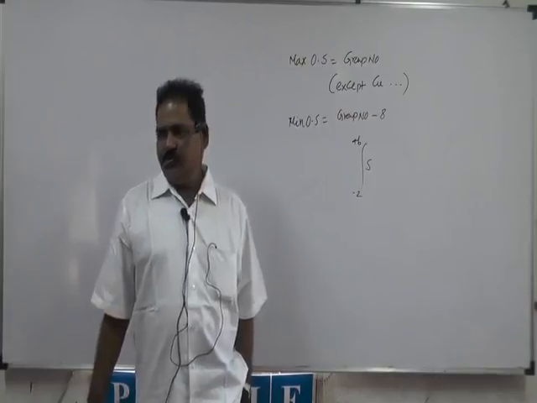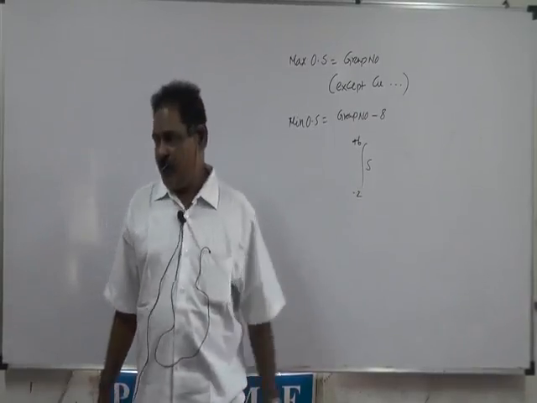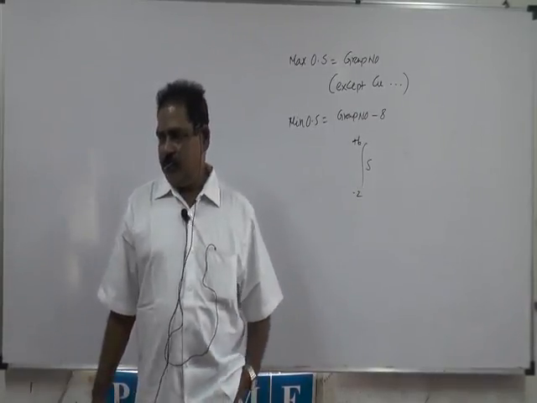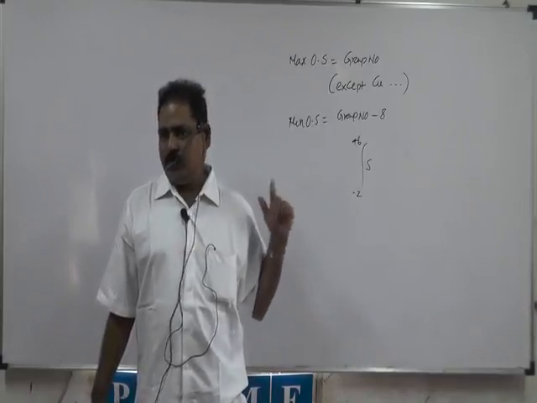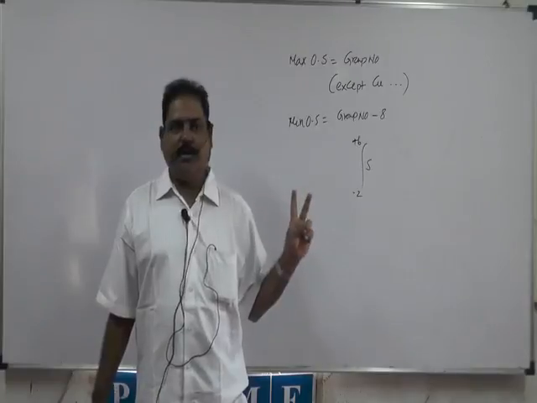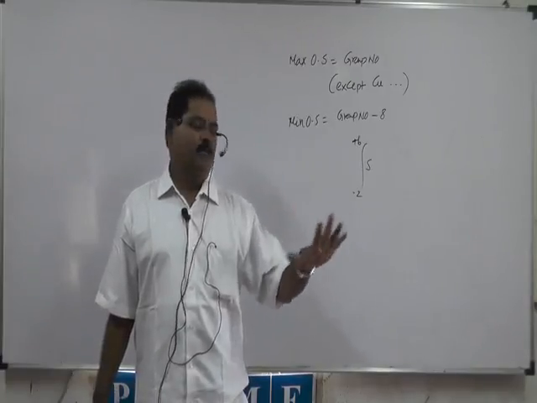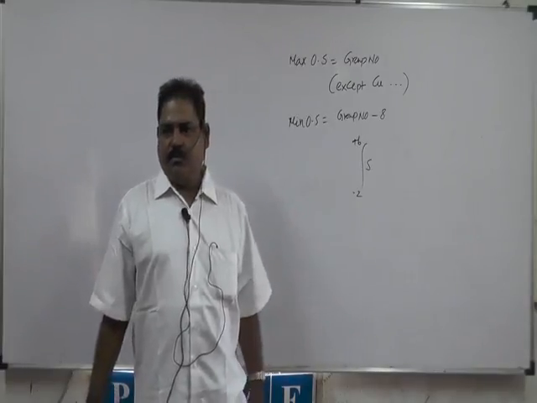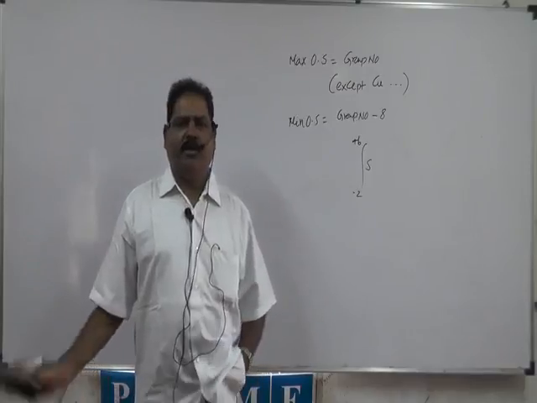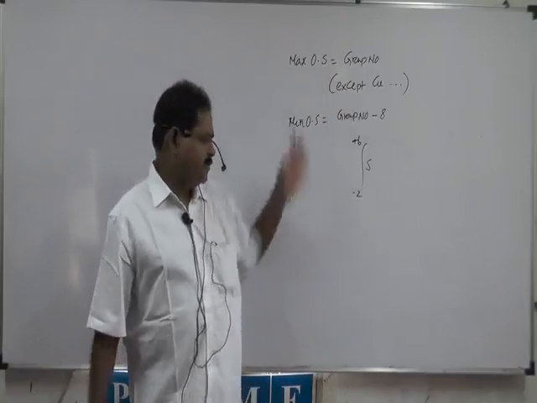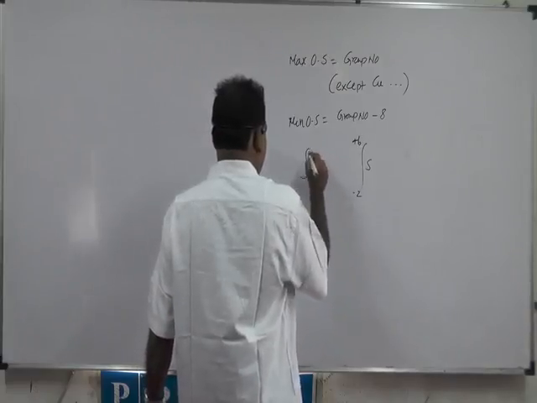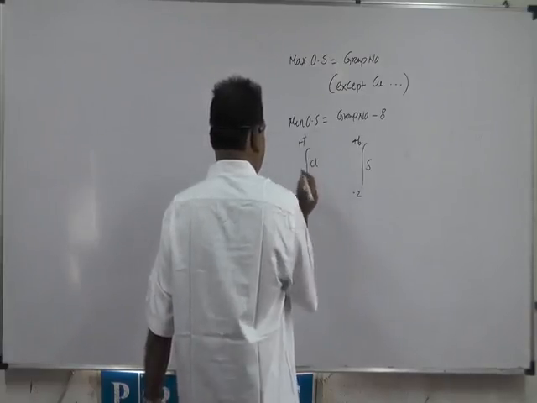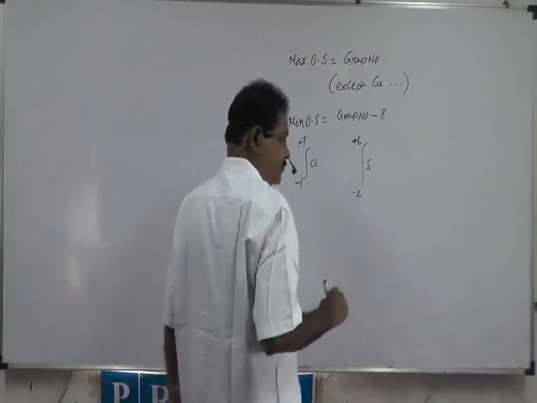Have you learned group numbers? Elements of groups? Tell me the sixth group's elements. Oxygen, sulfur, selenium, tellurium, polonium. Seventh group? Fluorine, chlorine, bromine, iodine. Very, very important. Imperative. Can never avoid that. Chlorine belongs to the seventh group with a maximum of plus 7 and minimum minus 1.